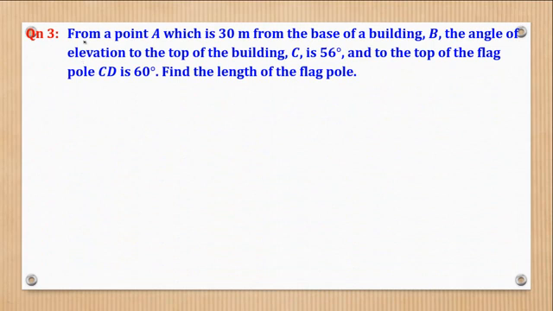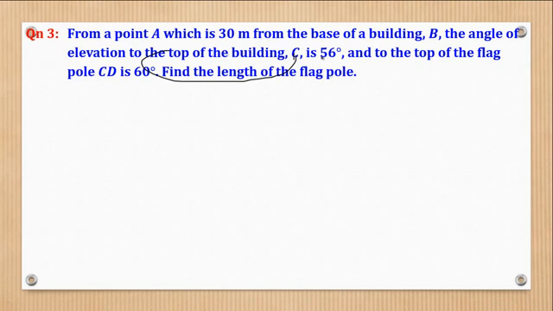Then question 3 says, from a point A, which is 30 meters from the base of a building, B. Now in the assignment I gave you, this comma was not there, but this comma is very important. Do you know what that means? It means that B is the base of the building. The angle of elevation to the top of the building, C. Also this comma is not there, but the comma is very vital. It means that this C is the top of the building.